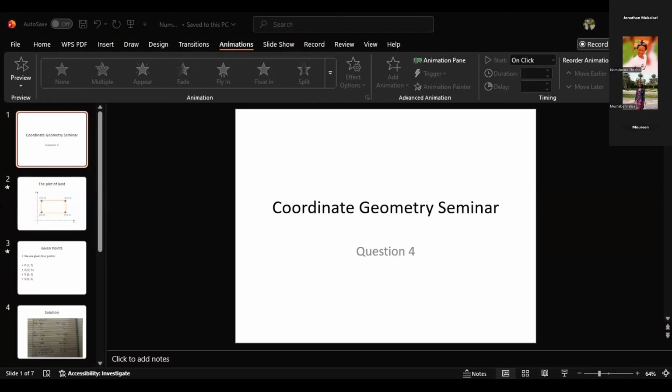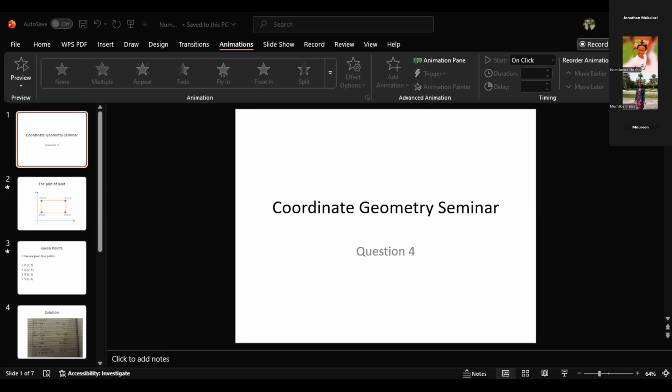Okay, so question number 4. Engineer Paul desired to do construction on a rectangular plot of land. He hired a surveyor to determine the vertex coordinates of the available land, PQRS. And the coordinates were P(1,7), Q(7,5), R(6,2), S(0,4). So the task is to determine whether these coordinates are vertices of a rectangle and thus find the area of the plot of land.